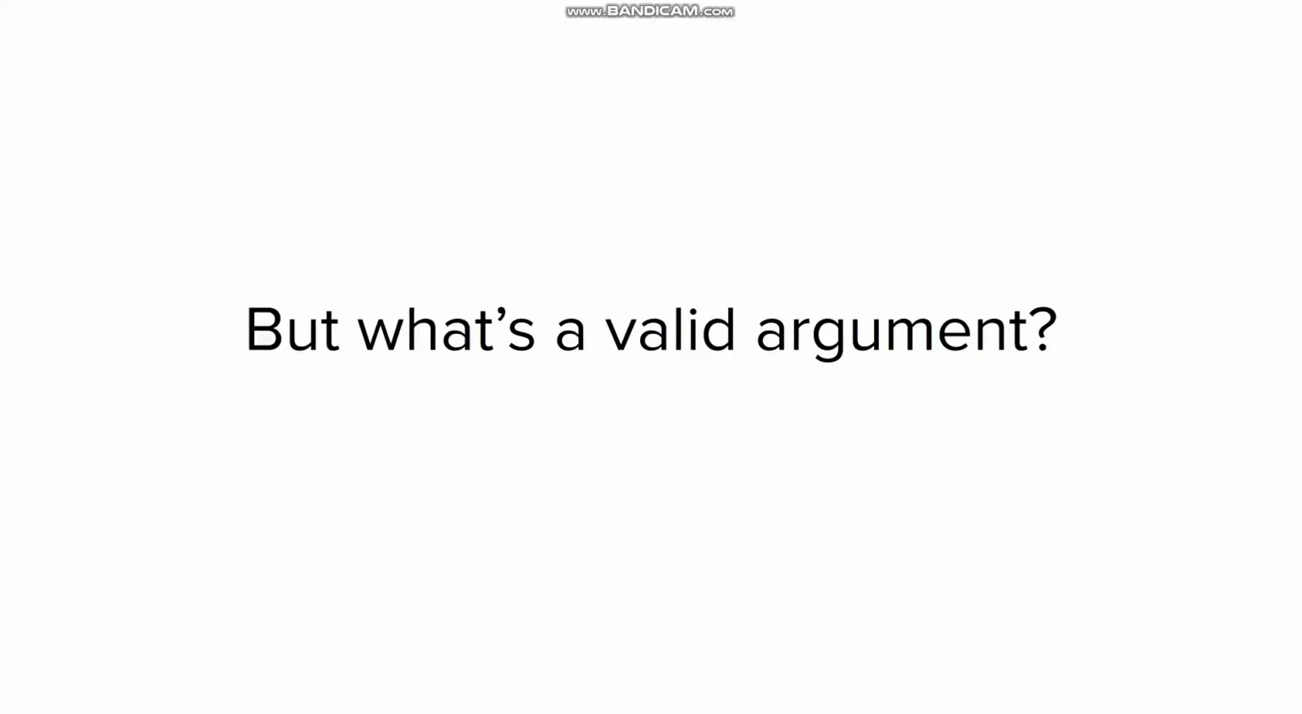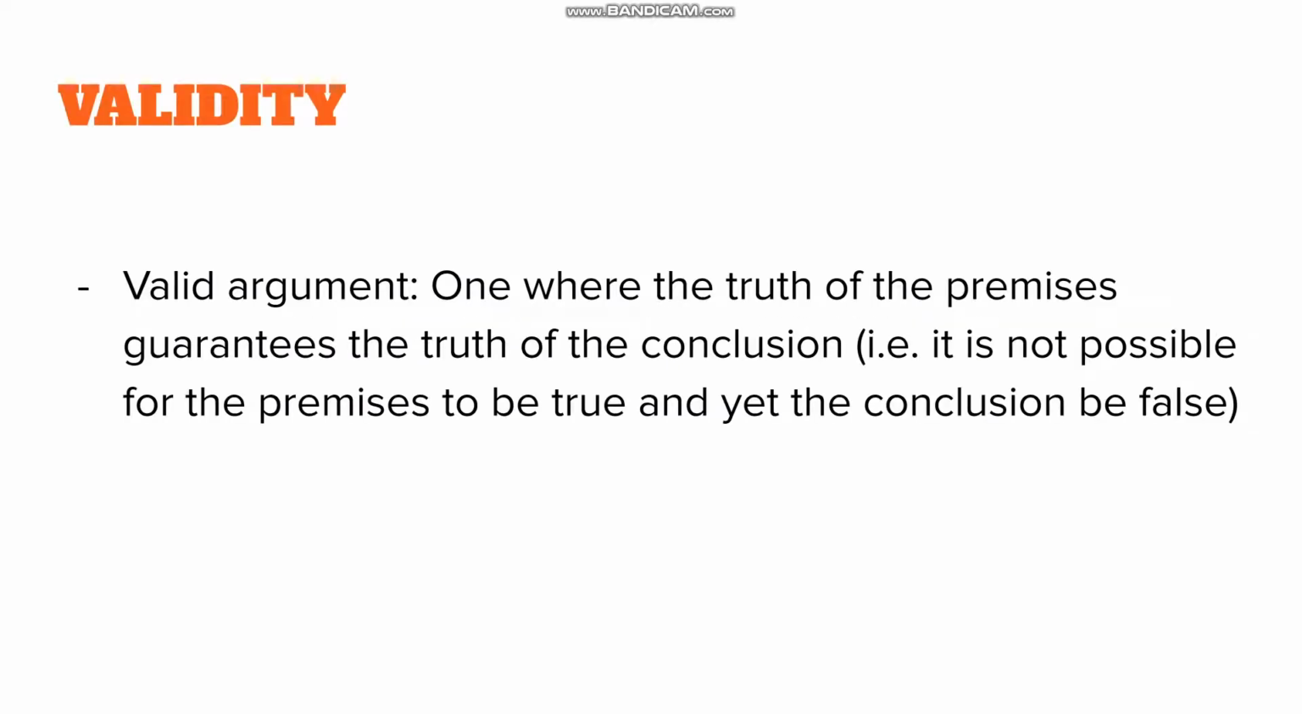Here's the answer. A valid argument is an argument where the truth of the premises guarantees the truth of the conclusion. In other words, if the premises are true, then the conclusion has to be true as well. There can be no situation where the premises are true and yet the conclusion false. To put the matter differently, it's not possible for the premises to be true and yet the conclusion false. So let's illustrate this point with the following example of a valid argument.